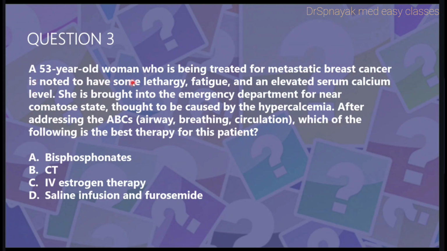So we have a 53-year-old woman who is being treated for metastatic breast cancer, and she has been noted to have lethargy, fatigue, and elevated serum calcium, that is hypercalcemia. After addressing her airway, breathing, and circulation, which would be the best therapy? The options we have are bisphosphonates, calcitonin, IV estrogen therapy, and saline infusion and furosemide. Furosemide is a loop diuretic.